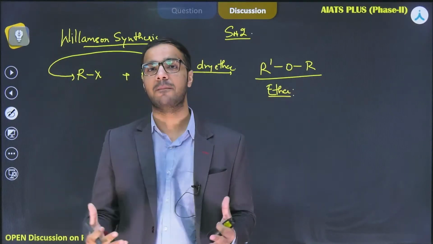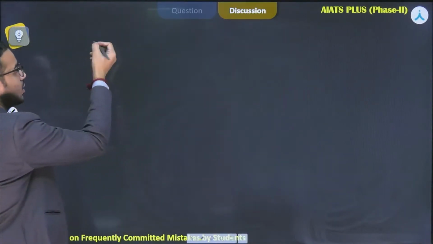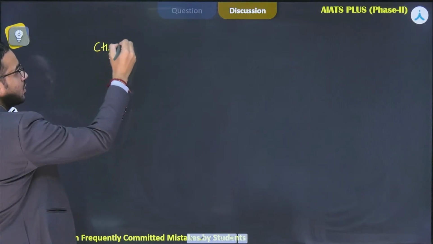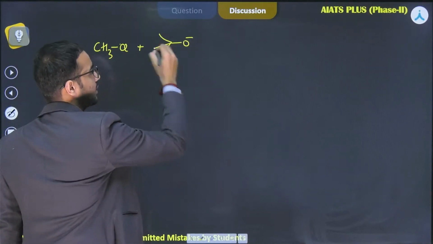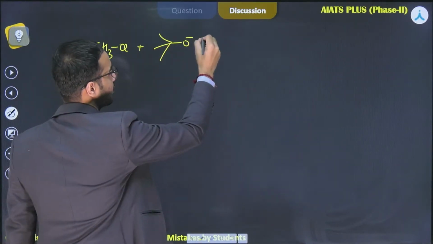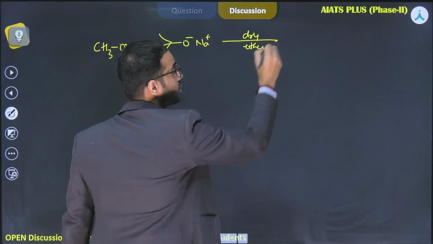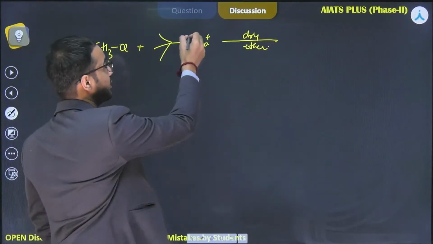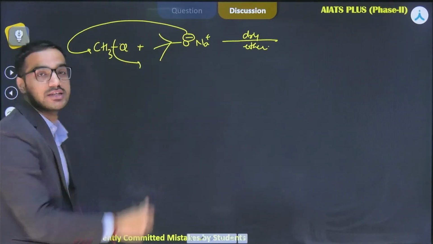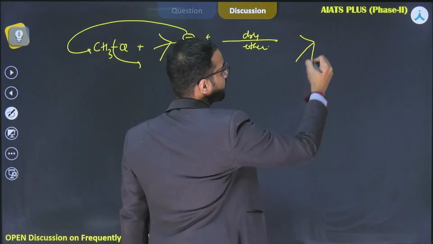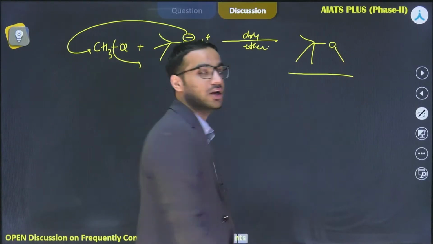So let us take some examples so that this portion can be clearly understood by you all. Let us say you are taking CH3Cl in the presence of an alkoxide, sodium tertiary butoxide, in the presence of dry ether. It will be the same: the negative charge will undergo a substitution reaction, leaving behind the Cl from here, and you will get an ether. This will be the final product.